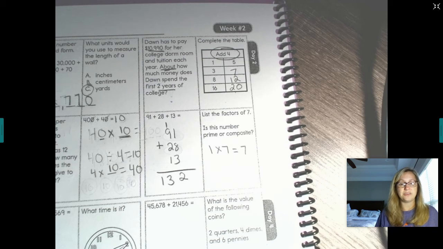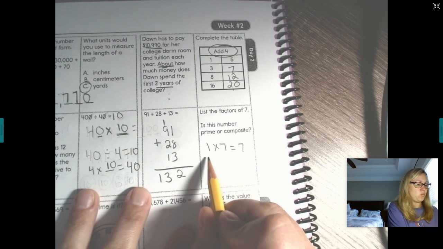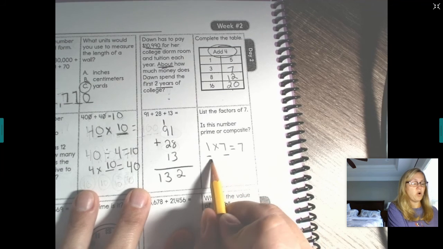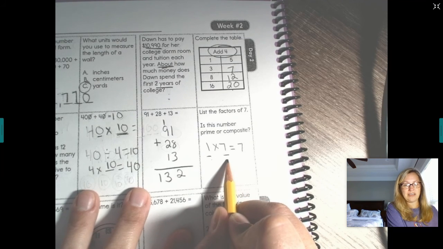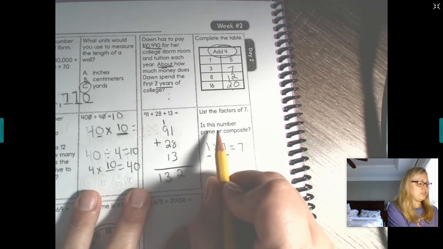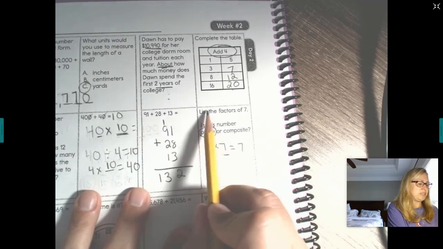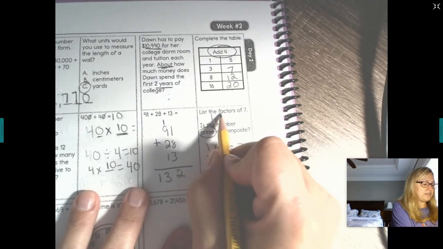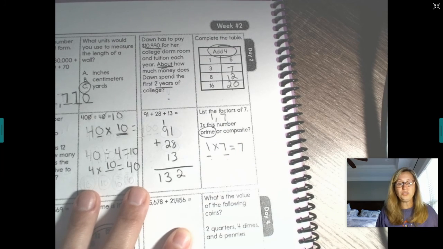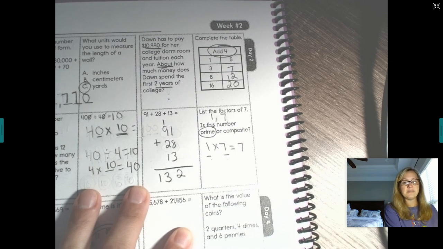I can't think of any other numbers. So when this is the case and you only have 2 factors, 1 and the number itself, which is 7 in this case, then the answer is prime. So we listed the factors, 1 and 7, and that's it. When there's only 2 factors, the number is prime.